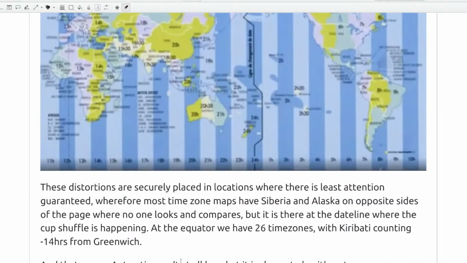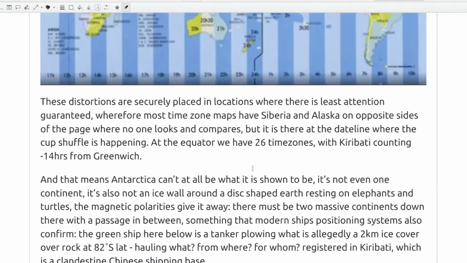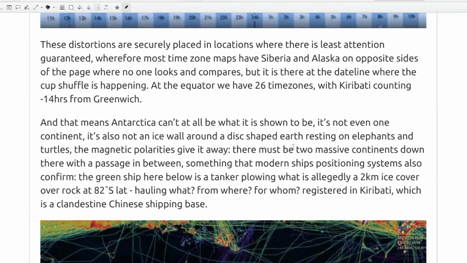These distortions are securely placed in locations where there is least attention guaranteed. Wherefore, most of the time zone maps have Siberia and Alaska on opposite sides of the page where no one looks and compares. But it is there at the dateline that the cup shuffle is happening. At the equator, we have 26 time zones, with Kiribati counting for negative 14 hours from Greenwich.